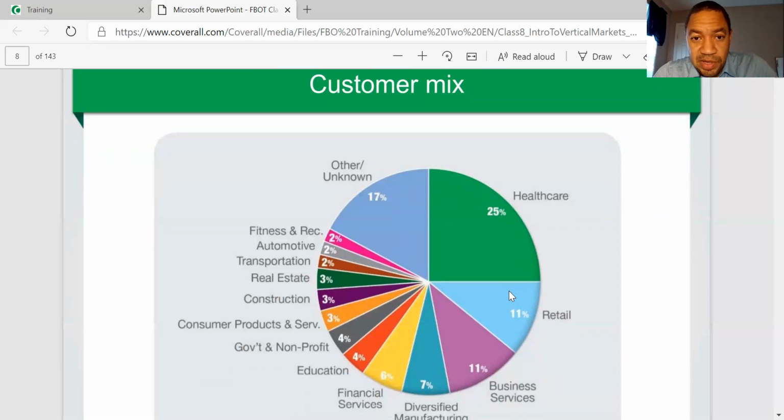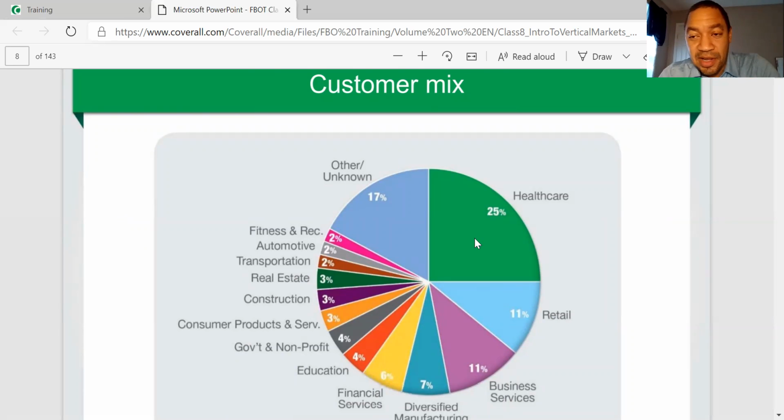You can see the customer mix here. Starting here, fitness and rec, automotive, transportation, real estate, and construction. All of these are smaller pieces of the pie. When you move here to business services, retail services, and then healthcare, healthcare is a larger portion, which is 25%, which is a good thing for us because guess what?